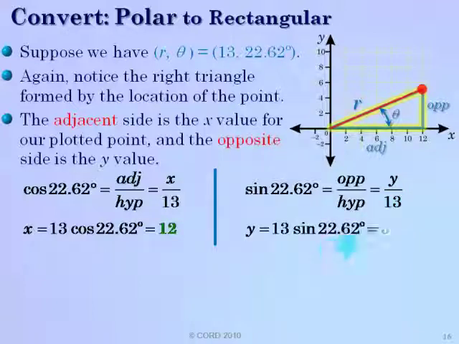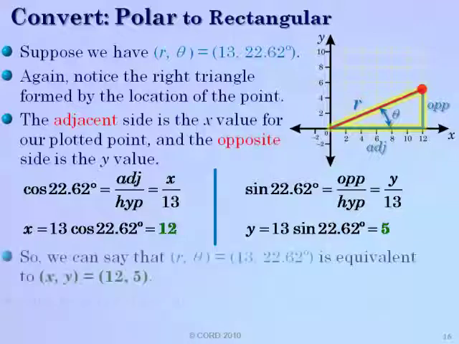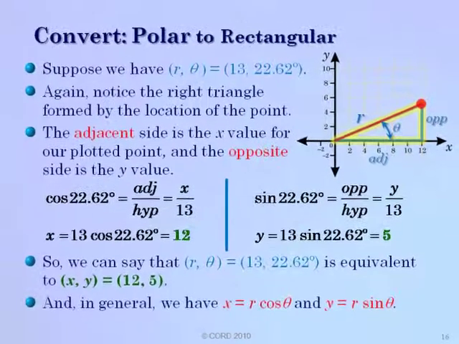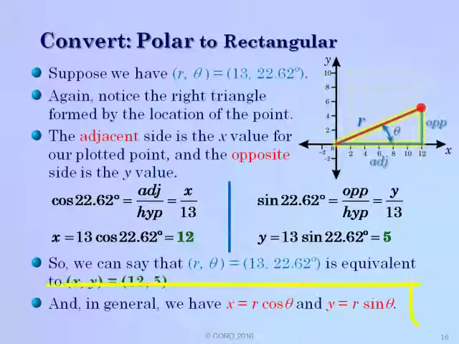And we can calculate the sine of 22.62 and multiply that times r value and get 5. So now we know that the r theta value at 13 and 22.62 degrees is equivalent to the xy coordinate 12 and 5. And in general, we have that x equals r cosine theta and y is equal to r sine theta.